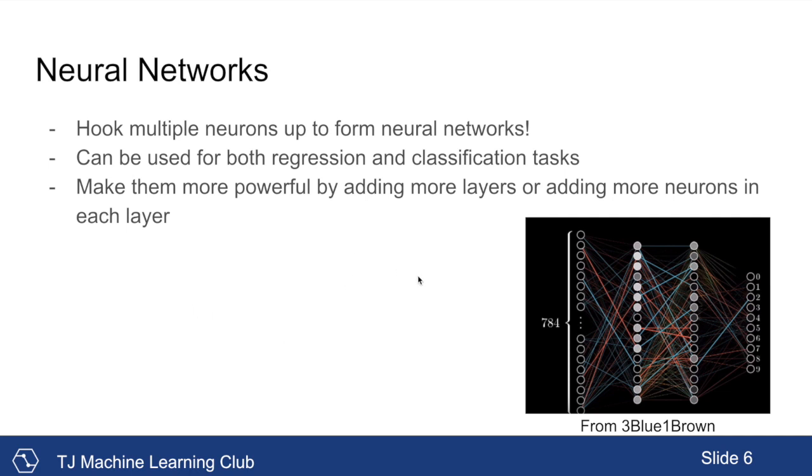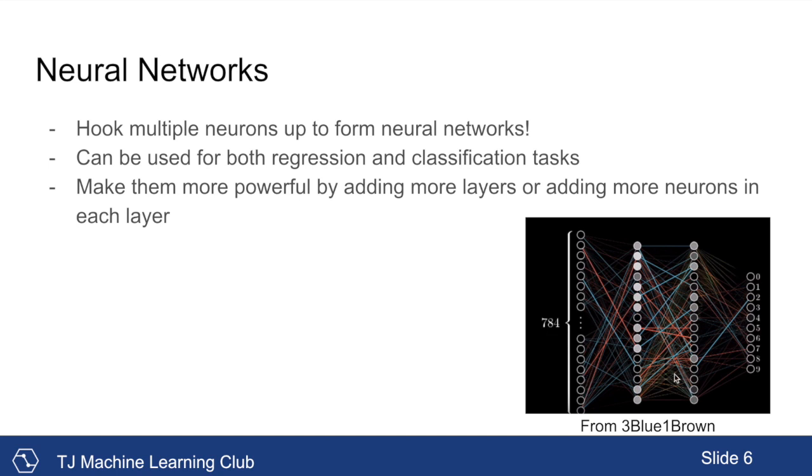Okay, so now let's get into neural networks. As I mentioned before, we can just hook up these neurons together, right? And depending on how deep our network is, like how many layers we have, and how many neurons we have in each layer, we can end up representing really, really interesting functions. In this specific neural network architecture, in the input layer, we have 784 inputs.